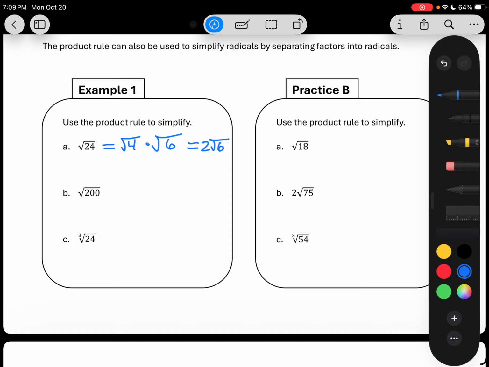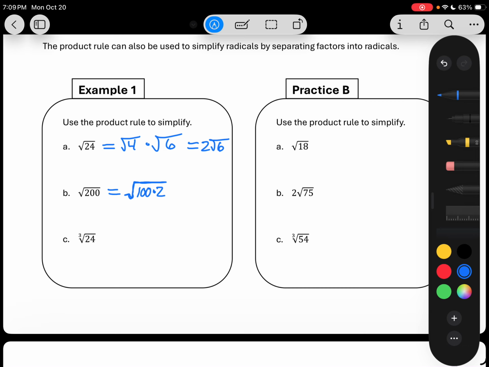So if you take a look at the next one, letter B, square root of 200, well, that's not a nice square root. You might think 100, but 100 plus 100 is 200. 100 times 100 is not 200. So let's instead think of what is a perfect square that is a factor of 200. And we actually just kind of identified it. Even though 100 is not the square root of 200, you can take 200 and separate it as 100 times 2.